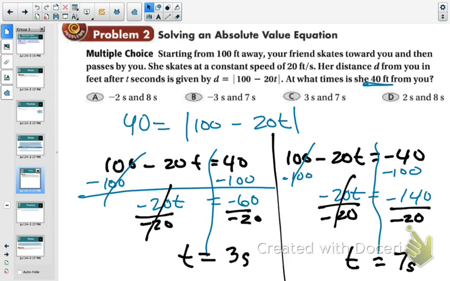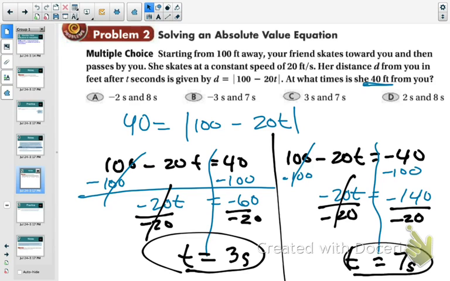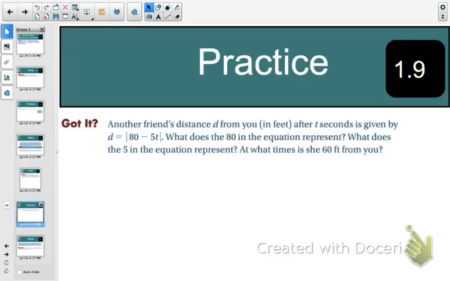Okay, so that means that she is 40 feet from you at 3 seconds and at 7 seconds. So at 3 seconds, she's probably behind you because she's passing you because she's faster than you. And at 7 seconds, she's 40 feet in front of you. That means in 4 seconds between these two times, she went 80 feet. Crazy, 20 feet per second.